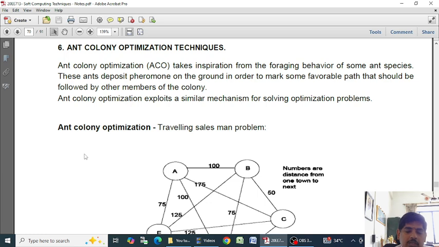Generally, ant colony optimization is used for the traveling salesman problem. Nowadays, for Zomato, Swiggy, and Amazon, the salesman hands over the product to the customer. From one place to another place the salesman will move, and they have to complete the work in the shortest period. So normally this ant colony optimization technique is used for the traveling salesman problem.